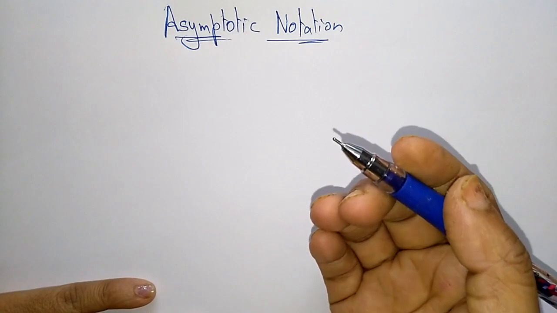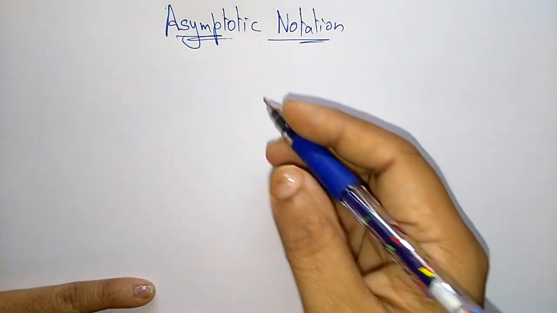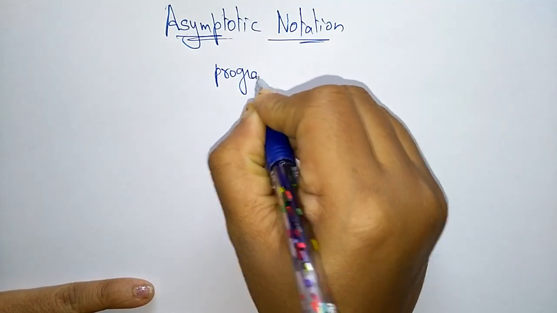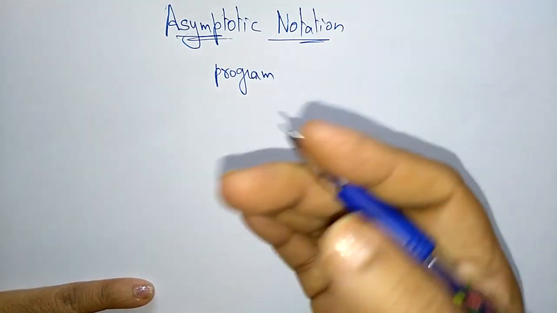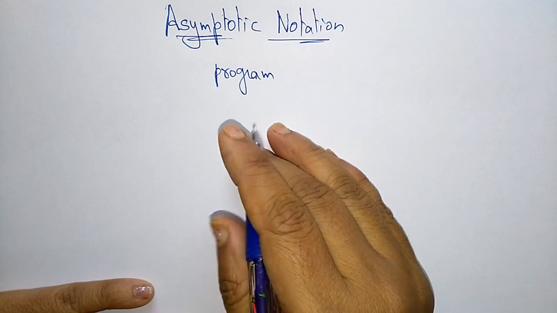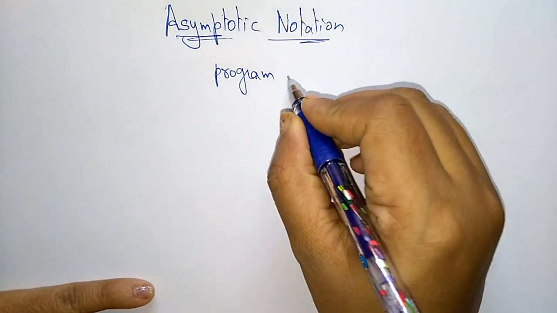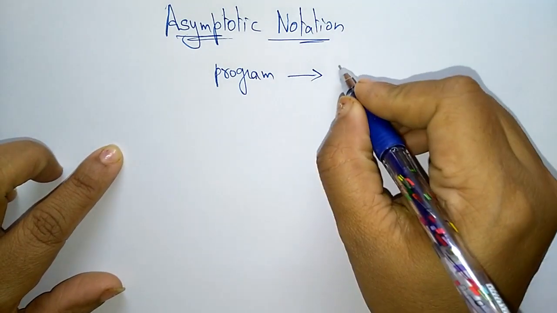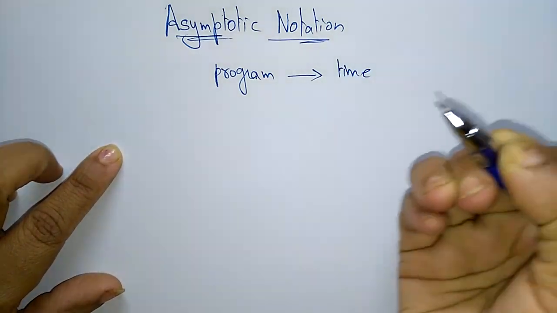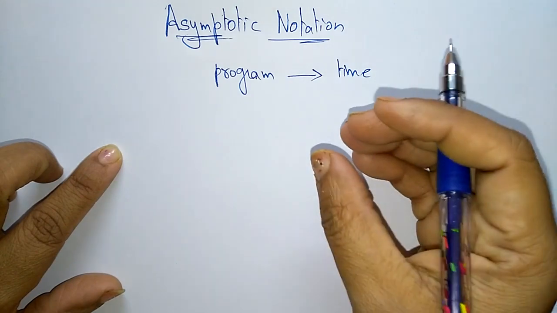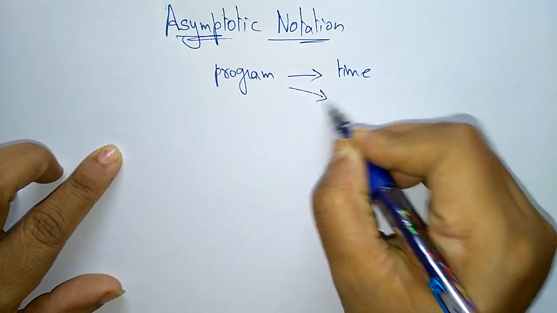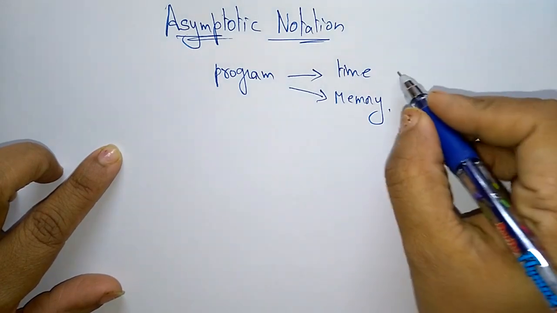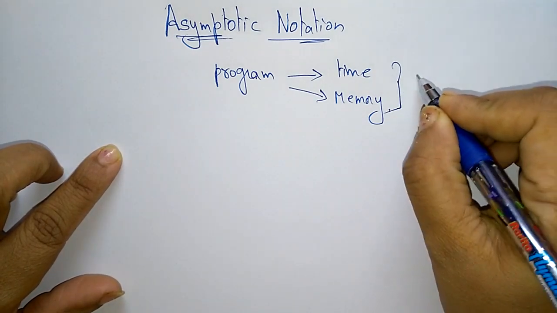If you want to develop a program, the program that is developed is based upon the time it takes to execute the program and the memory that it occupies, which will be based on complexities.